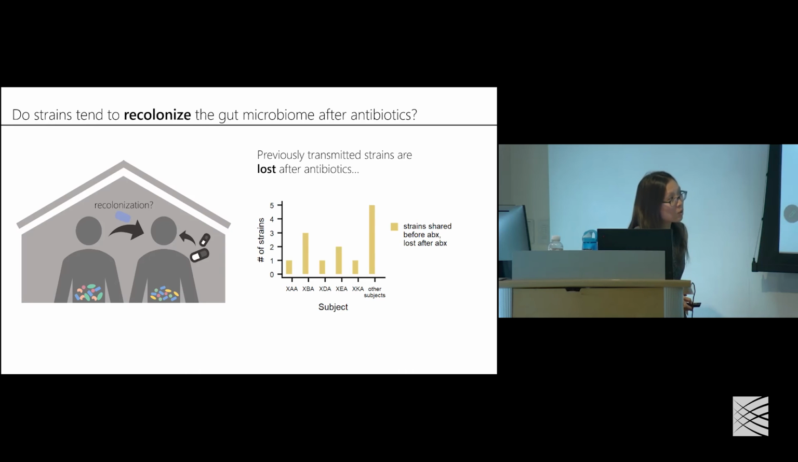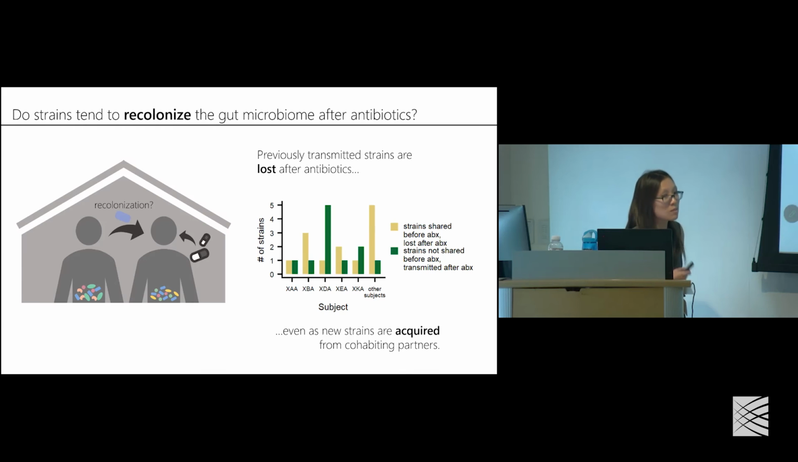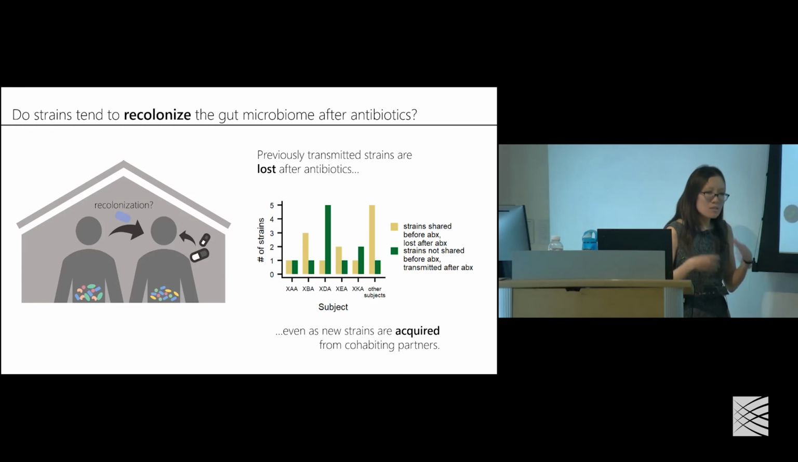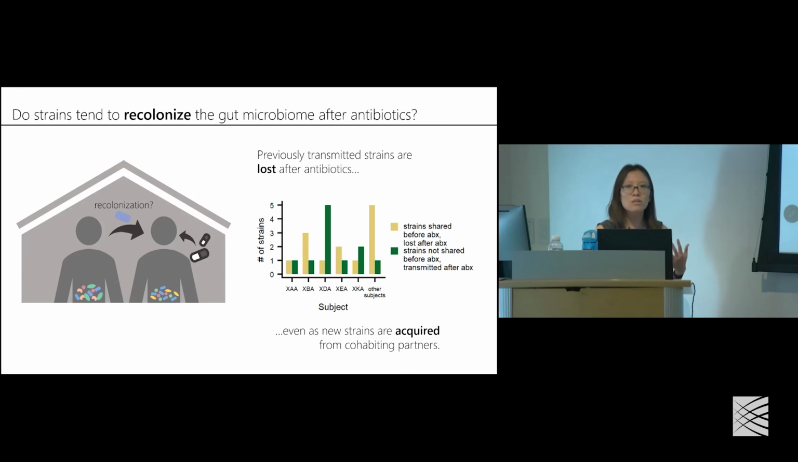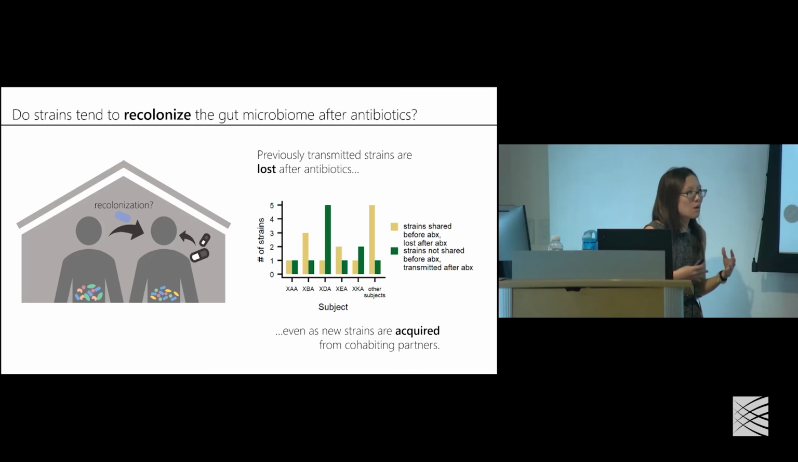At the same time, over these one to two years of follow-up sampling, we also observed new transmission events from the cohabiting partner. This meant that the strain was not previously shared before antibiotics; it was a new transmission event. This suggests that there is some sort of ongoing dispersal between these subjects that drives the acquisition of new strains, but seemingly not the recovery of the strains that were previously present.